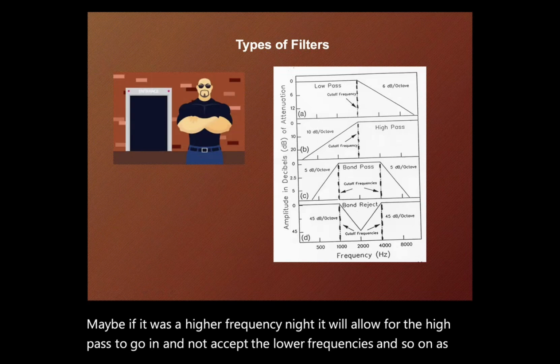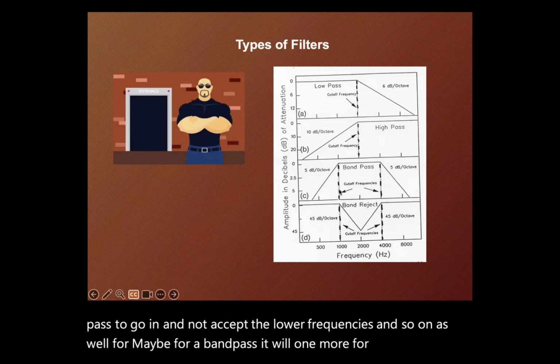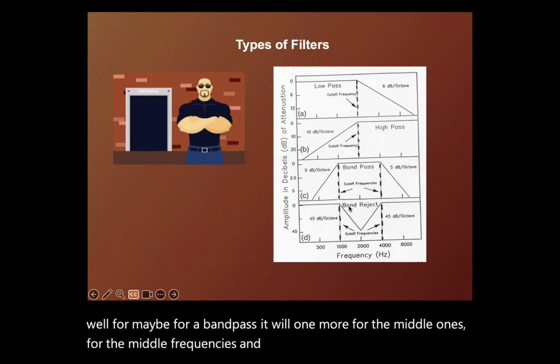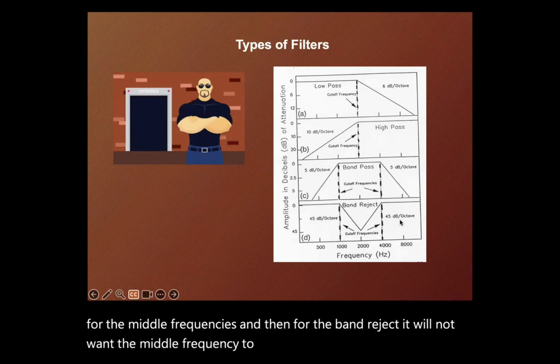For a band pass, it will want more of the middle frequencies, and for the band reject, it would not want the middle frequencies. It will want the super low ones or the super high ones.